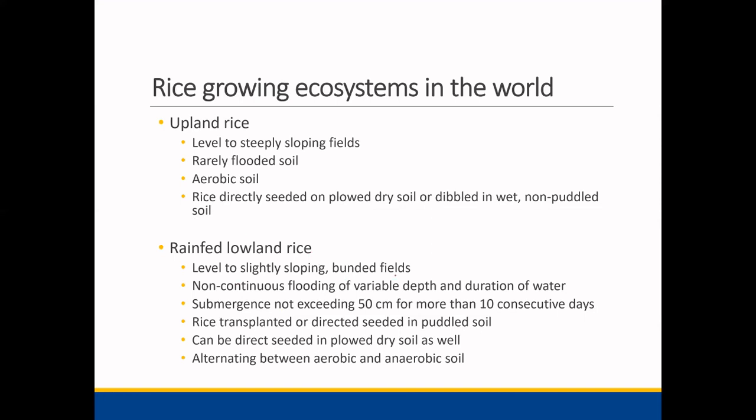We'll have banded fields, we'll have bunds in the system. But in the rain-fed lowland, since this is rain-fed, the water availability is decided by the rainfall. So there will be no continuous flooding.